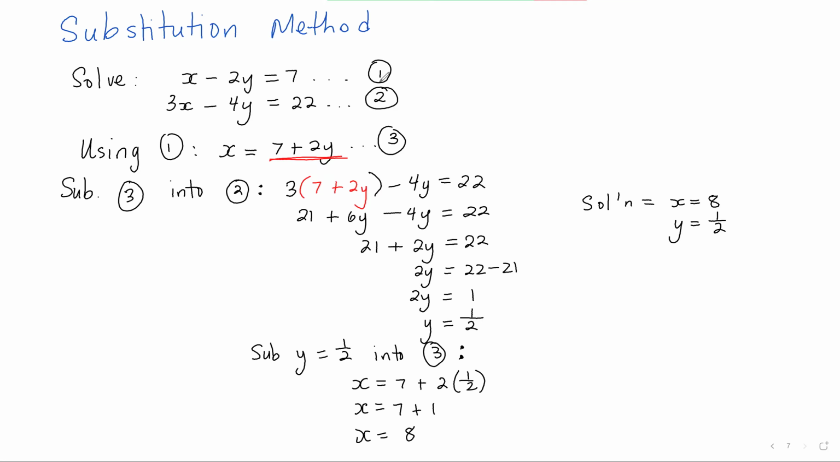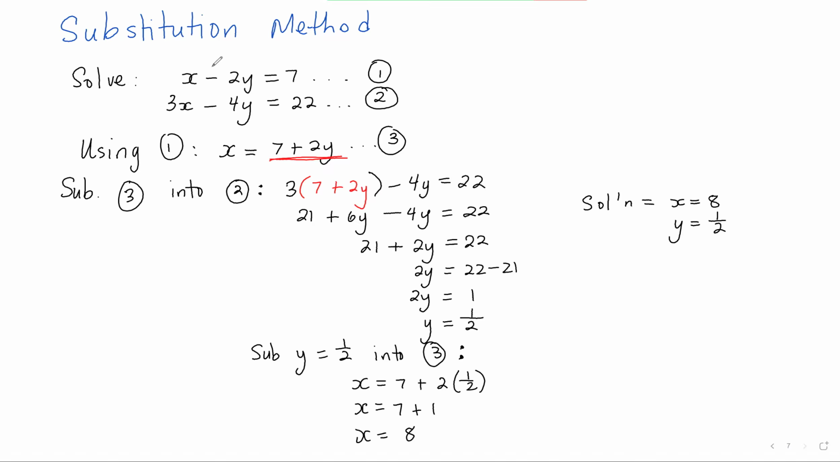All right, so let's go through these steps again. Your first step: you label your equations 1 and 2. You rearrange the equation in which the coefficient of x is 1 to make x the subject of the equation. So using equation 1, x is equal to 7 plus 2y. When you're making x the subject, it just means that you move everything from the left-hand side that is not x to the right-hand side.